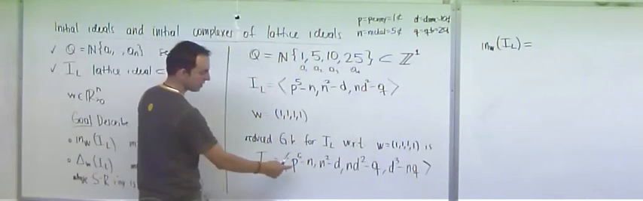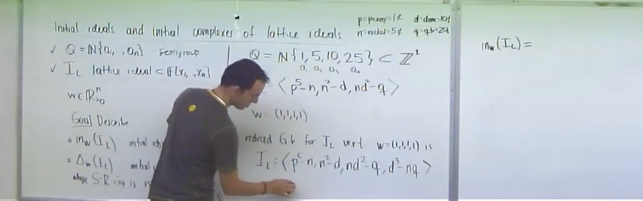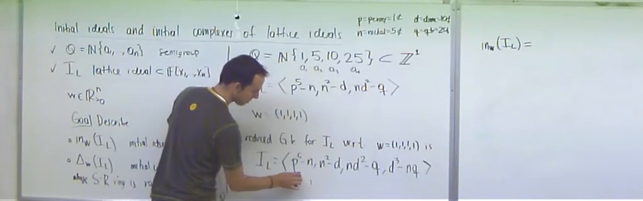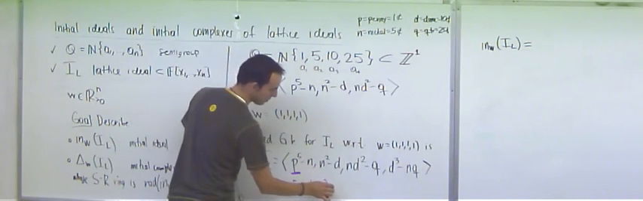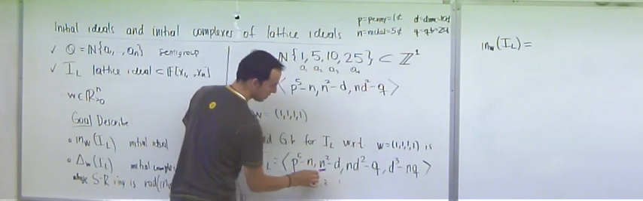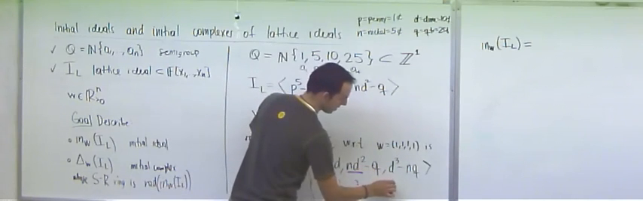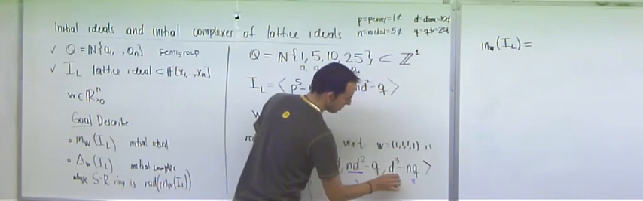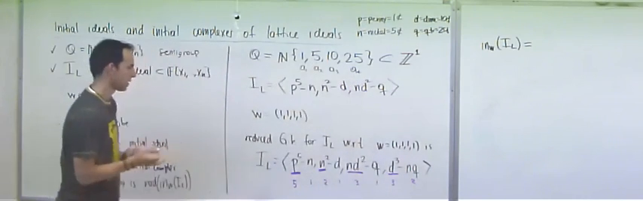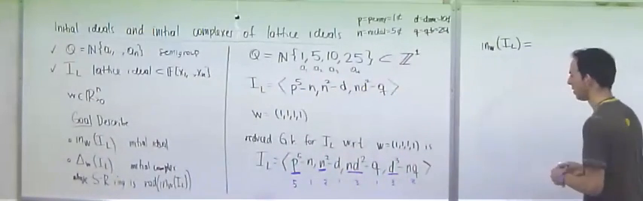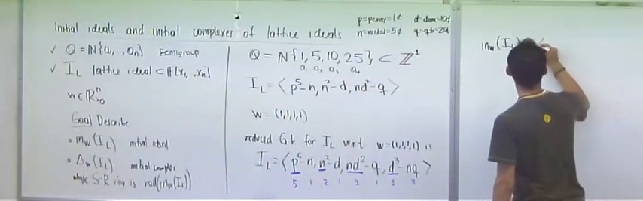So this has weight 5. This has weight 1, so this guy wins. This has weight 2, and this has weight 1, so this one wins. This has weight 3, and this has weight 1, so this one wins. And this has weight 3, this has weight 2, so this one wins. Okay? So that means that my initial ideal looks like this.